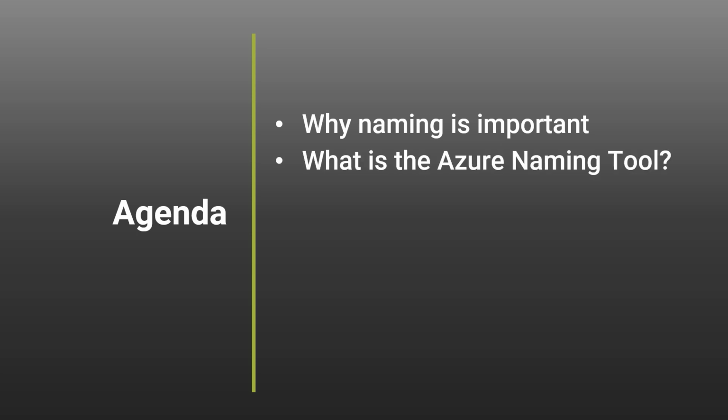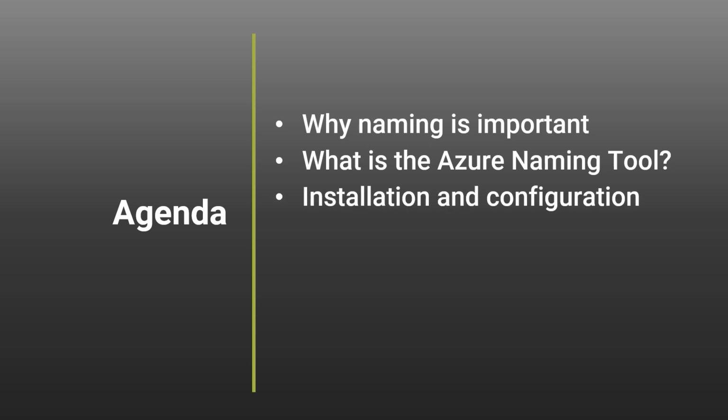So on the agenda here, I do have a few slides to go through, but I promise not too many. The main focus for today will be jumping into that demo environment and me walking you through how to install and configure the tool. But first off, we'll start off with talking through why naming is important. And from there, that'll then feed into what the Azure Naming Tool actually is and why you should care about it. We'll then jump into the demo environment and go through the installation and configuration of the tool, and I'll show you all of the different things that you're able to do with it. And then we'll go and generate some resource names.